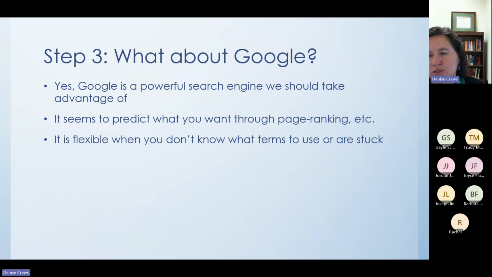And like I said, Google is great when you're stuck and you don't know the keywords. If you use Google Scholar, you can use more keywords than you would use in Primo, and you can use variations on them, and it's a little more flexible with how it searches.